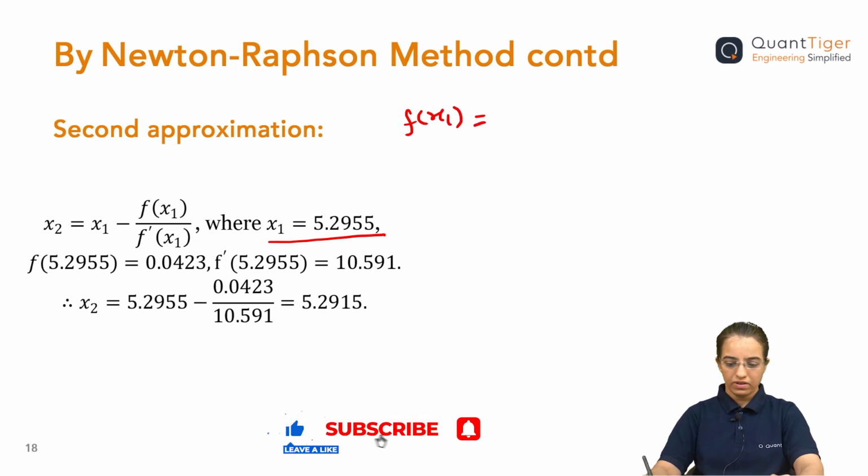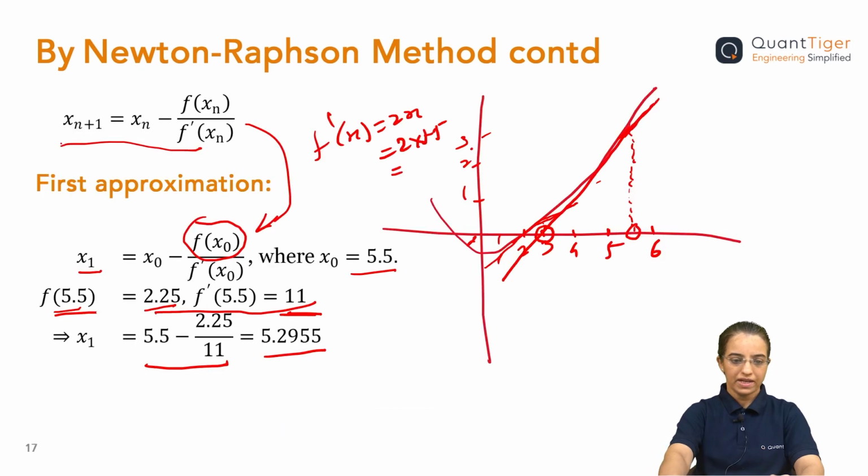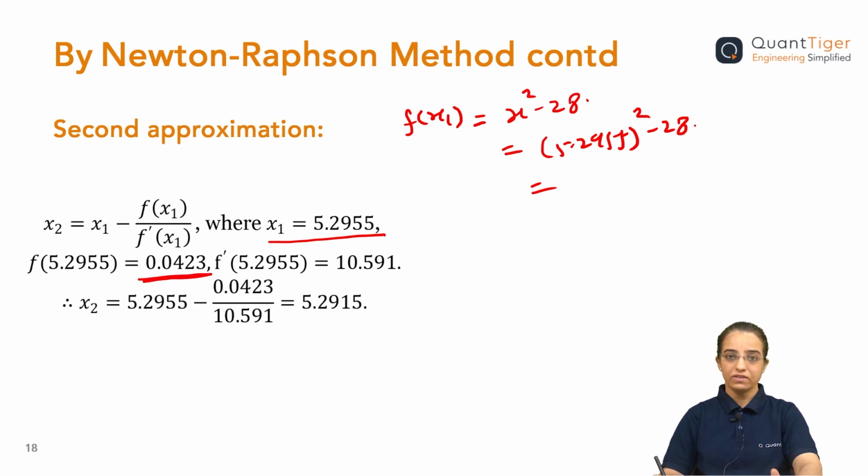F of x1, keeping the value of 5.29 in the given function. The function was x square minus 28. In it we substitute the x1 value 5.2955, bracket square minus 28. After that, the value I get is what I have written here: 0.0423.